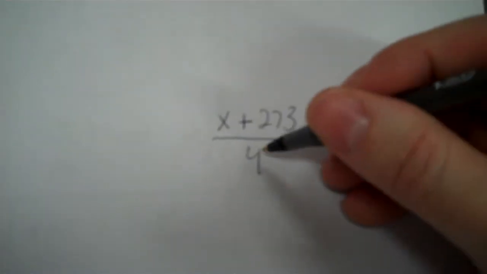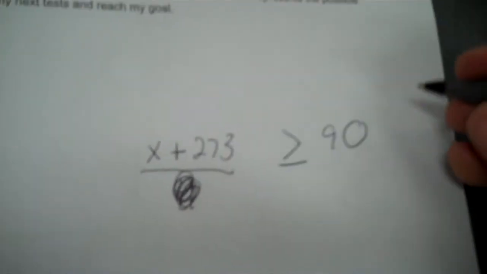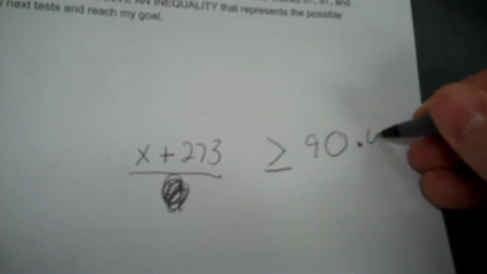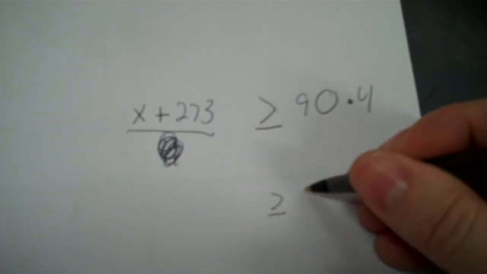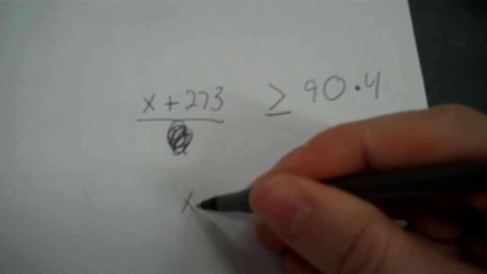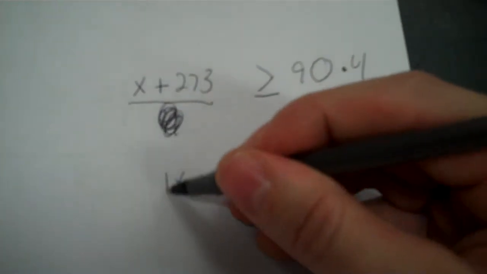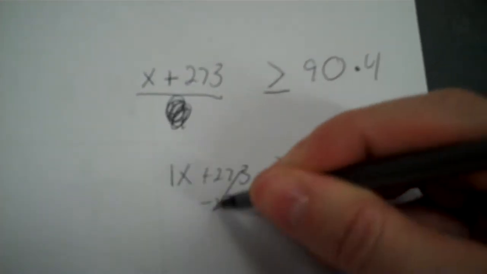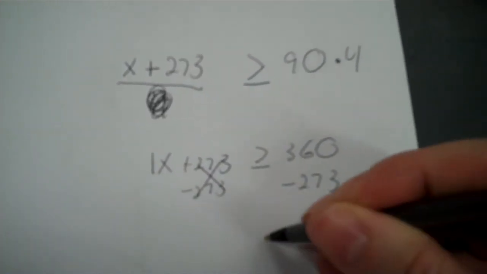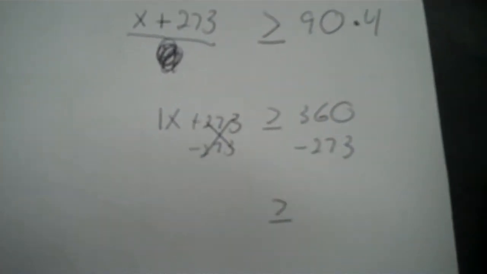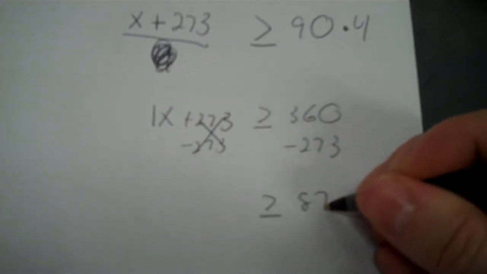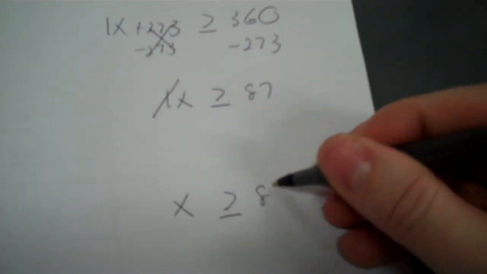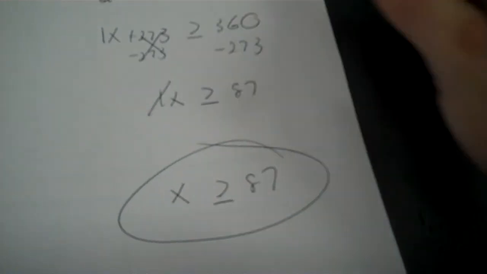Now, first off, get that 4 out of there, okay? You're allowed to cross it off as long as you multiply the other side by 4, and that's 360. So now I have x plus 273, be a 1x, so the sign would stay the same, minus 273. 360 minus 273 is going to be 87. You can divide by 1 or get rid of it, so you can get an 87 or higher and reach your goal.